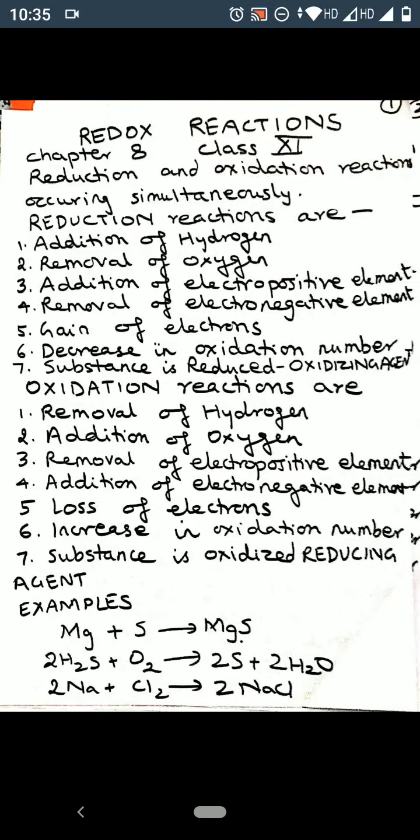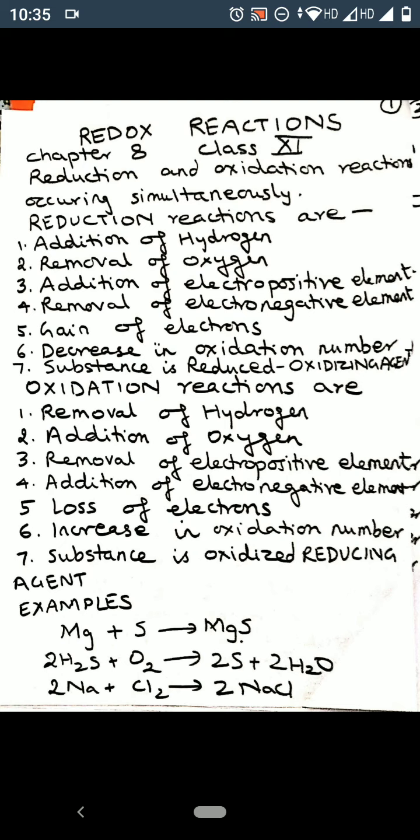Redox reactions. This is chapter 8 of class 11th, where reduction and oxidation reactions occur simultaneously. Such reactions are called redox reactions. Reduction means addition of hydrogen, removal of oxygen, addition of electropositive element, removal of electronegative element, gain of electrons. If there is a decrease in oxidation number, it is a reduction reaction. The substance that is reduced is called the oxidizing agent.